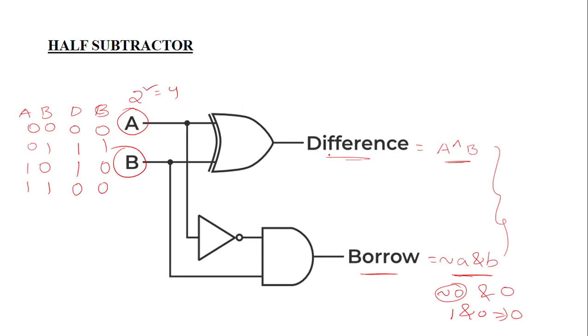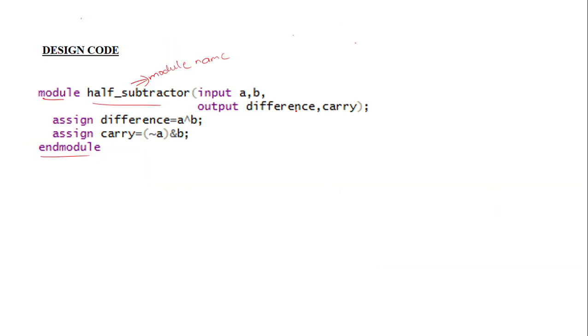What are the outputs here? Difference and borrow. But in the Verilog code I simply write difference comma carry. If you are familiar with borrow, then you can simply replace carry with borrow. No problem, according to your understanding you can write anything. If it is a larger design, you can simply write C comma D, or D comma C, where difference is represented by D. You can use any name, but it should not be an inbuilt keyword in the Verilog language.